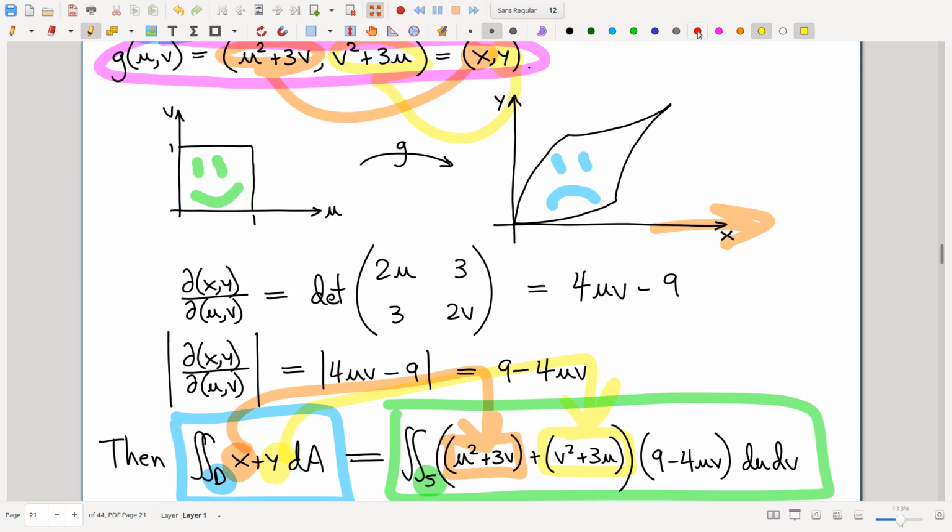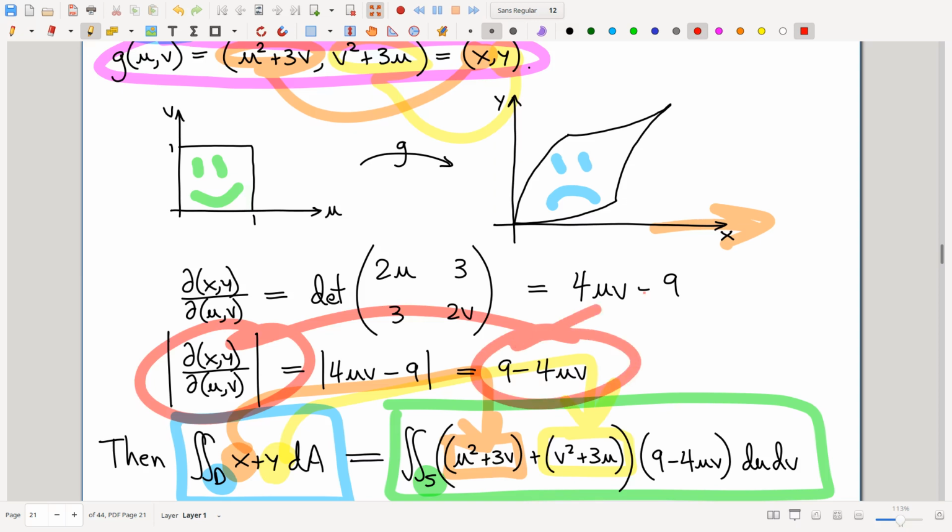Last little bit, don't forget our stretching factor. We just computed our stretching factor was 9 minus 4uv. Stick that in there and away we go. We're in business, right? We've just turned our original integral defined on this ugly blue domain, we've now done the pullback, and now we've got a convenient little integral.